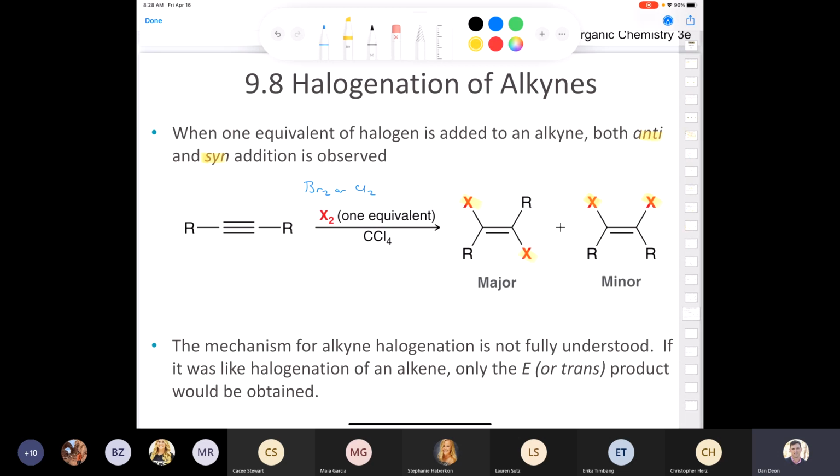Now, hold on. If you're thinking, well, what you taught me in the alkenes chapter was that it's going to be an anti-addition because of the bromonium ion. Well, since we end up with a mixture in this case, that gives us a clue that the mechanism is actually not really understood for this reaction. If it proceeded through a bromonium ion, like it did for the alkene, you'd only end up with the trans product. You'd only get anti-addition, but we don't.